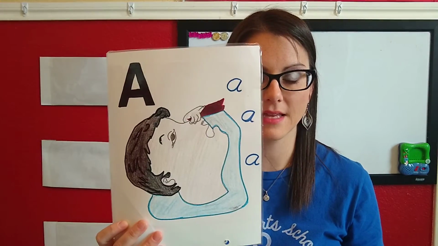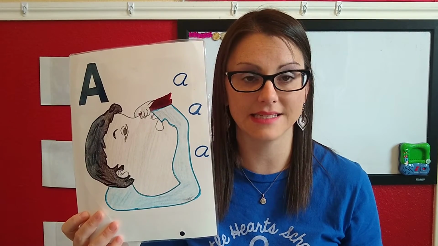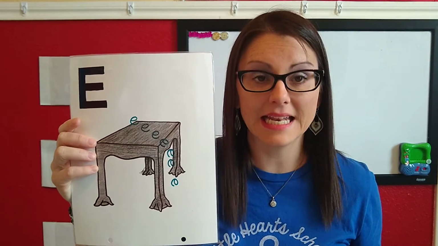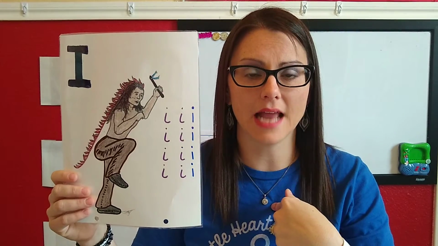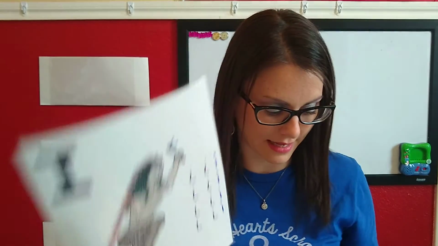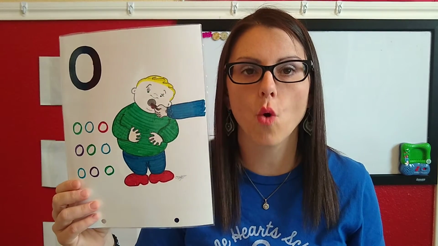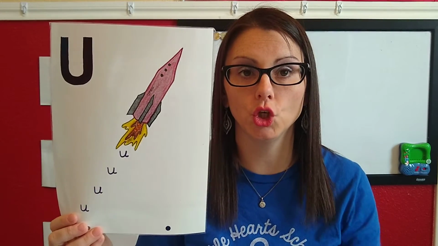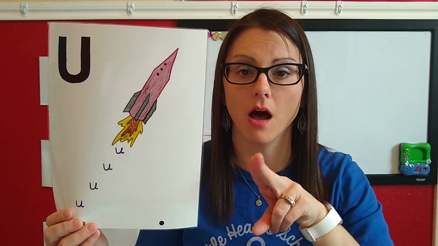We have A says A, and A says a. E says E, and E says eh. I says I, and I says i. O says O, and O says ah. U says you, and U says uh. So that's our 5 vowels.